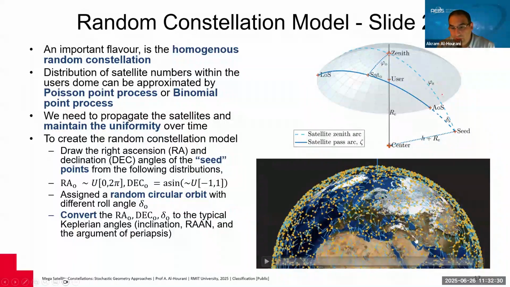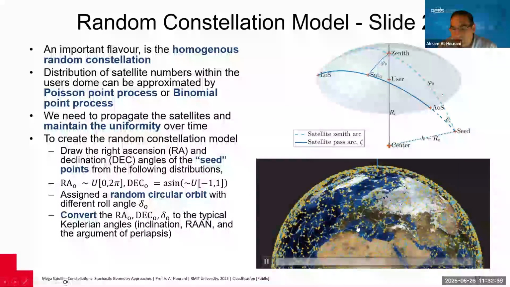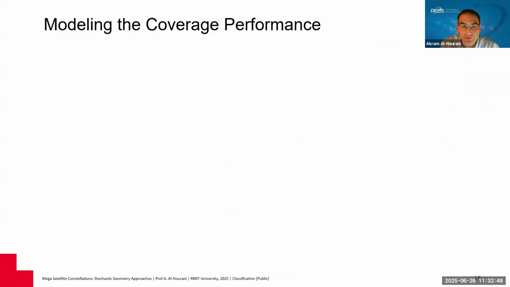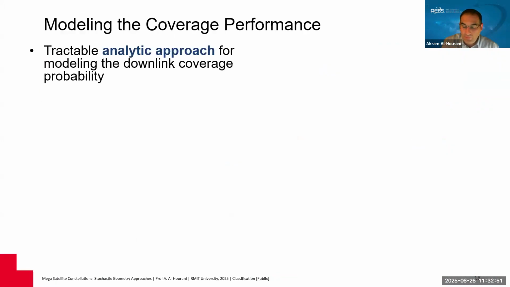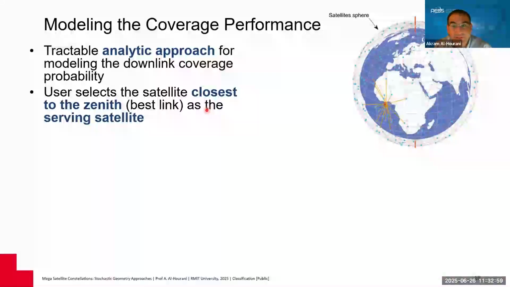So here's an example of how a random constellation looks when you propagate it over time. I didn't draw the entire orbit because it becomes very messy, but the bottom line is that the satellites are still homogeneous, meaning after 1 hour, you look at the distribution, it's still homogeneous around the satellite shell. So why are we doing all this hassle? Well, as said before, because we could have analytically tractable equations. I'm going to show you a few examples.